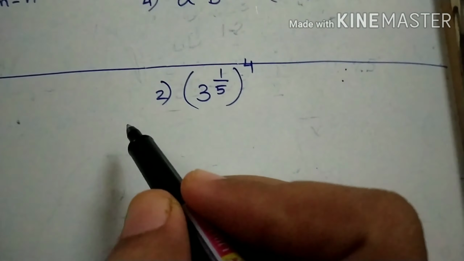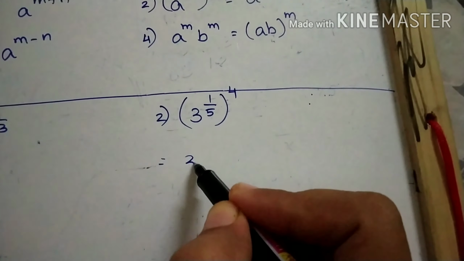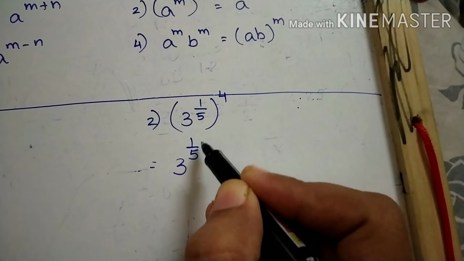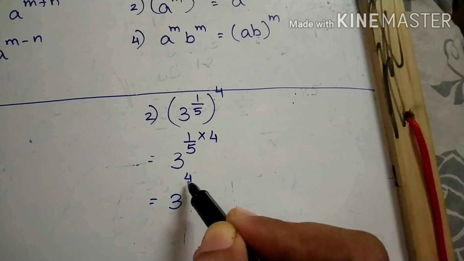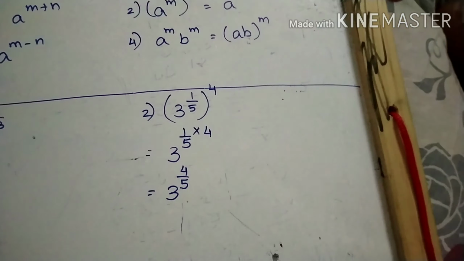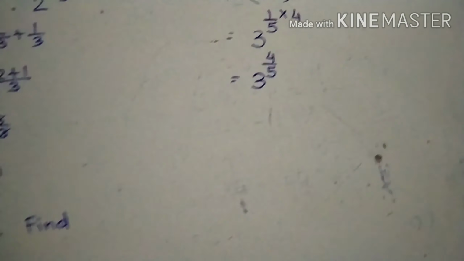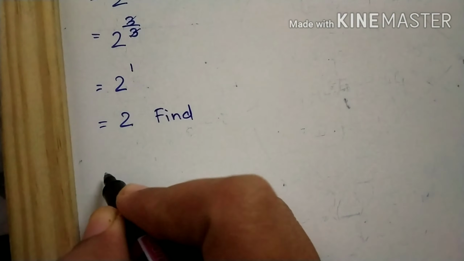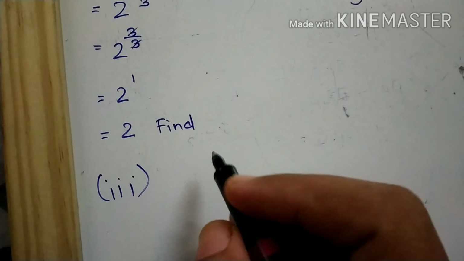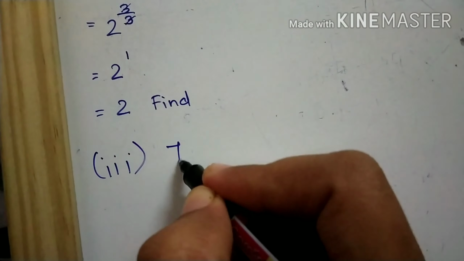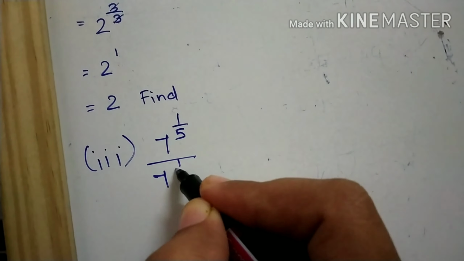Okay, now that is your second law, you can see. Here 3 raised to 1 by 5 into 4. So here simplify means 4 upon 5, that's it. Here you don't have to find anything, it is just a simplify. Now next we will be using division. So 7 raised to 1 by 5 upon 7 raised to 1 by 3.